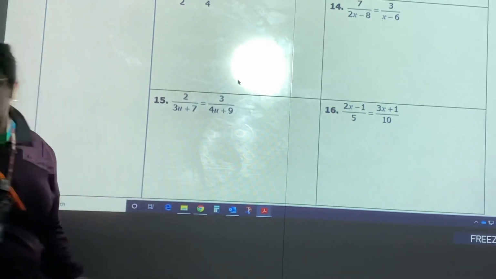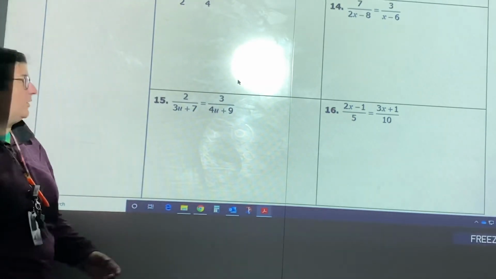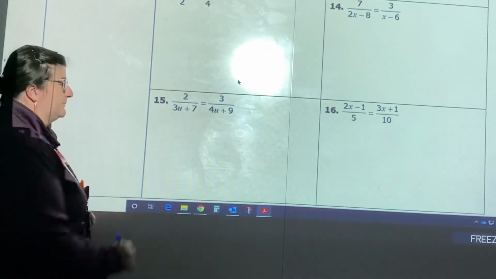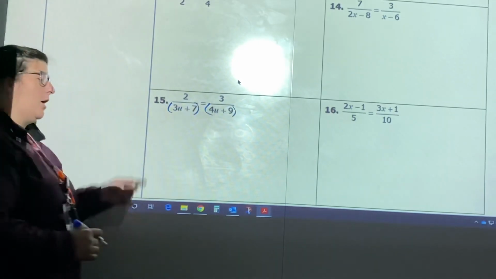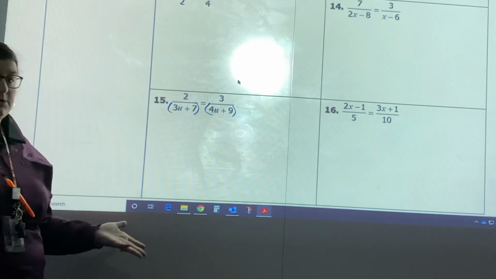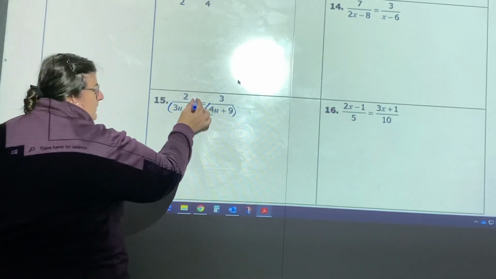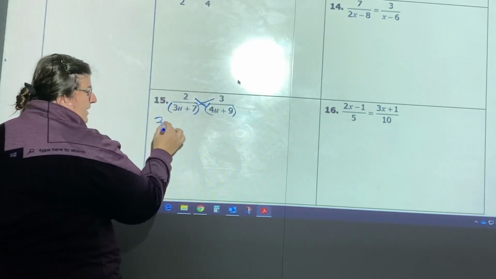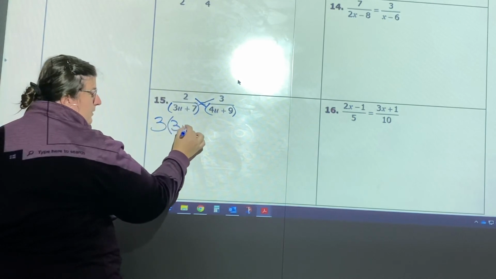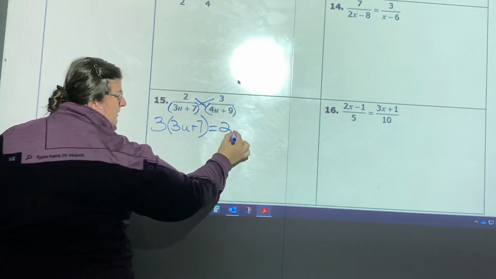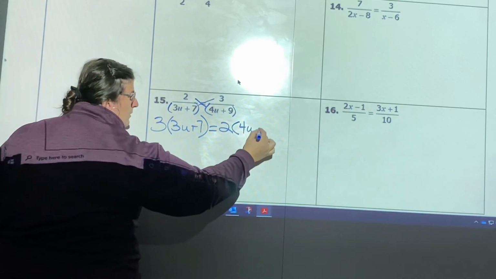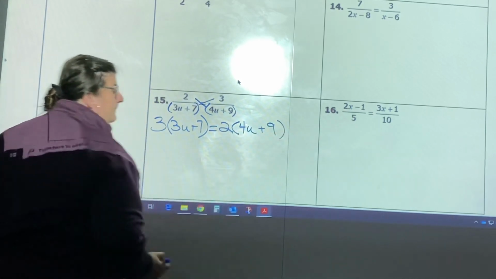Okay, so it looks like we have two terms. We're going to package both of them right away. Put them in parentheses. That helps us remember that we need to distribute when we're solving. So we're going to cross multiply. You've got 3 times 3u plus 7 equals 2 times 4u plus 9.